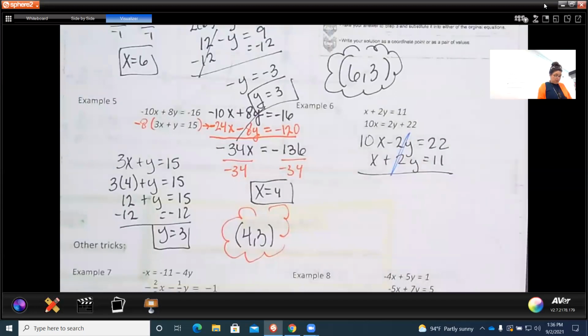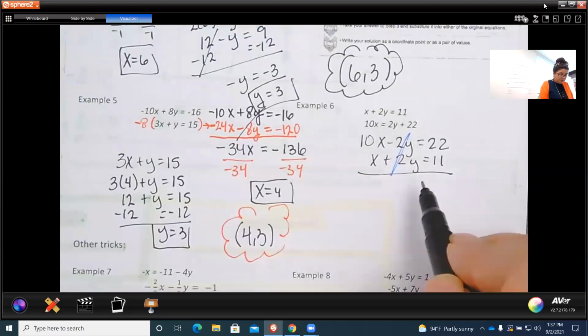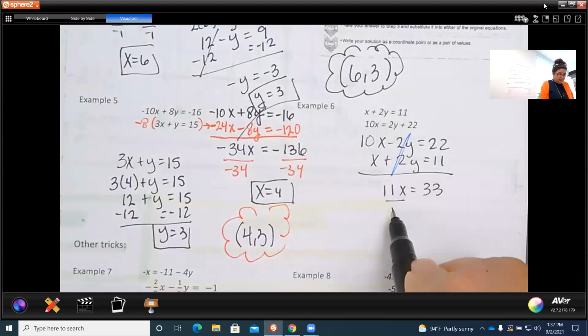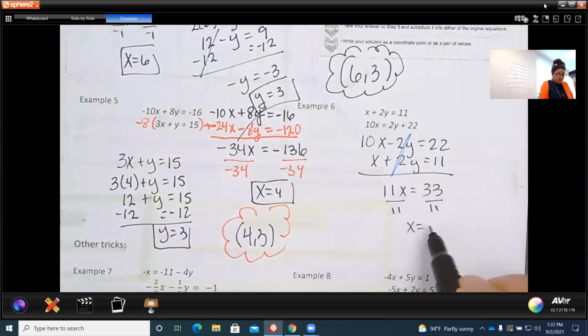So now combine like terms. 10X and X are both positive. What is 10X plus X? 11X equals 33. Divide by 11 and X equals 3.